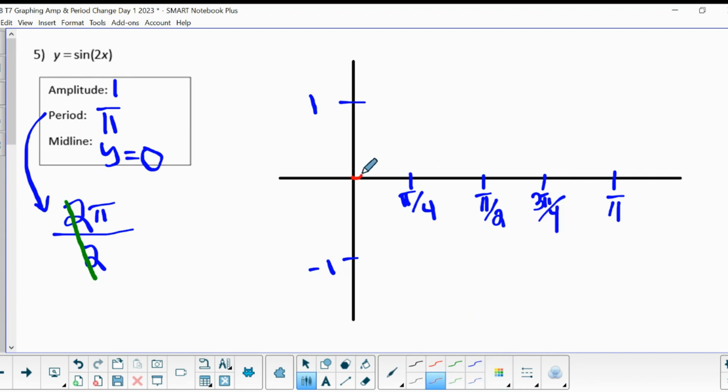And this is sine. And so sine starts at the middle, goes to the top, back to the middle, down to the bottom, back to the middle. Connect them all.